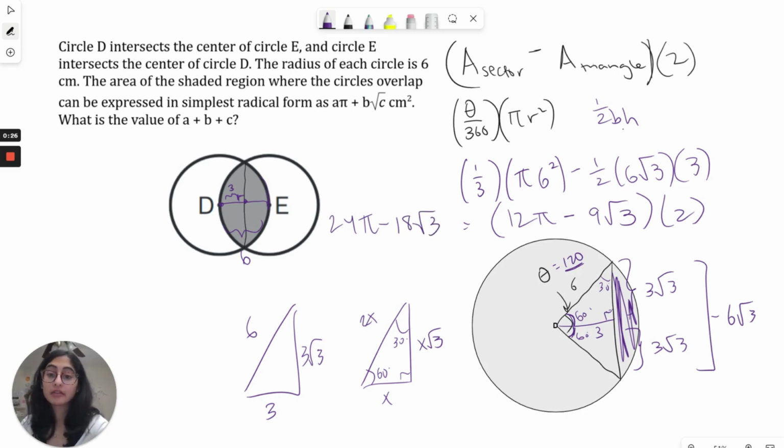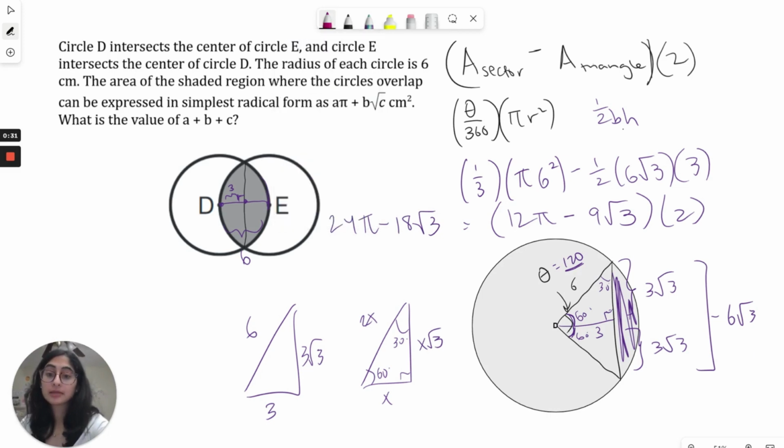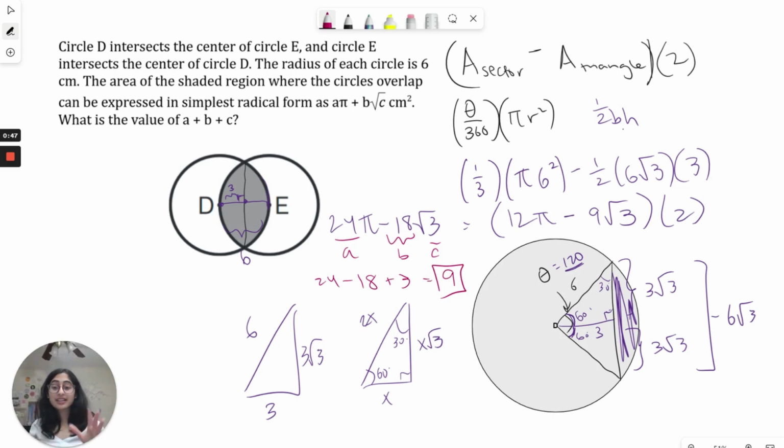And so we have our answer in the form a pi plus b root c. So a is 24, b is negative 18, and c is 3. So we get 24 minus 18 plus 3, so our final answer is 9. So, yes, this was a little challenging, but I think these types of questions are so cool. Hopefully you found this pretty interesting as well.